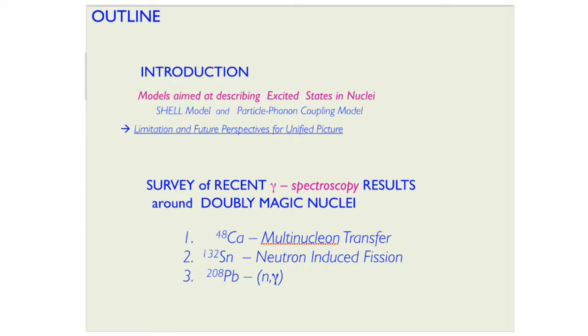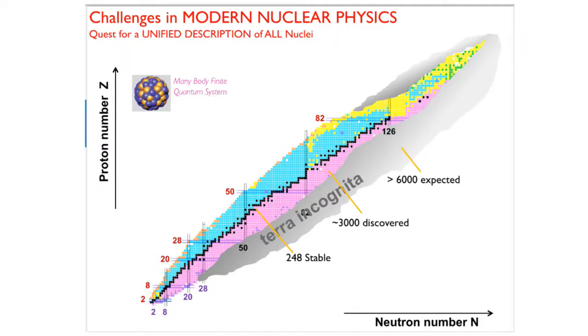So this topic is strictly connected with one of the greatest challenges in modern nuclear physics, which is the quest for a unified description of all nuclei along the nuclear mass table, from light to heavy, including the known stable and unstable nuclei we know on Earth, and going also to the more unexplored nuclei we believe exist in the universe, more than 6,000 isotopes altogether.